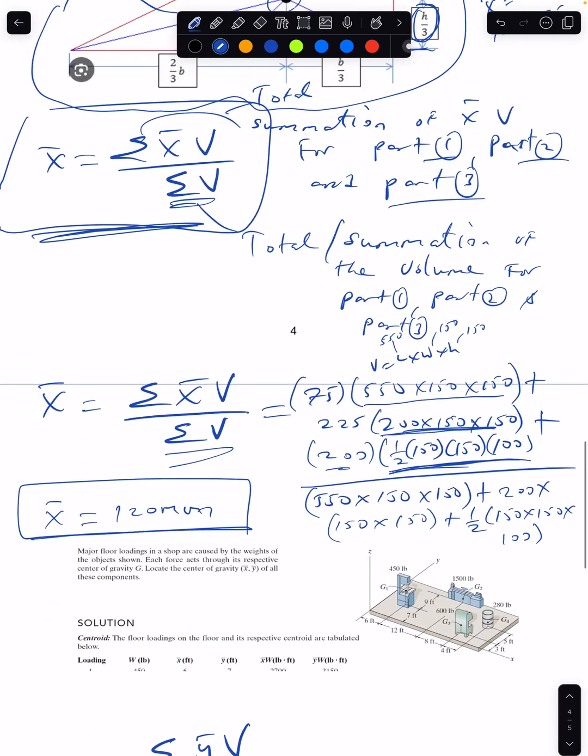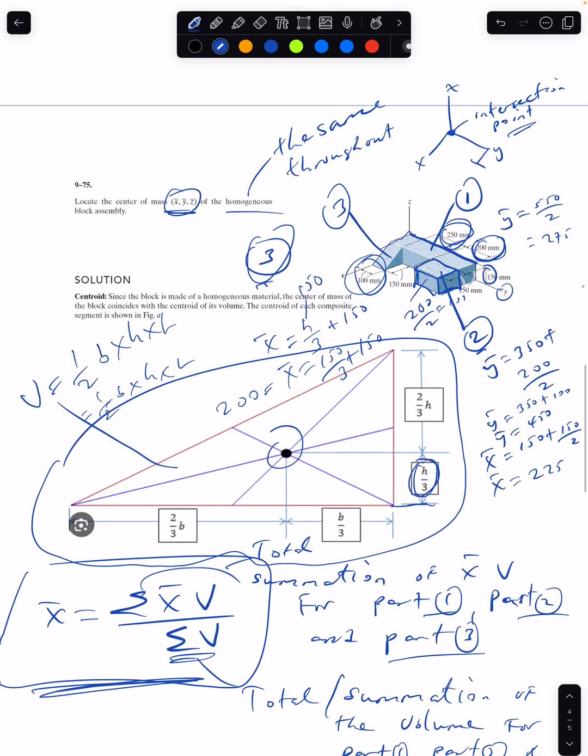Plus, we move now to part 3. Let me clean that so you see clearly. That is part 3. And we are still measuring part 3 on the y-axis direction. To measure on the y-axis direction for part 3, remember, I have y is equal to h over 3.